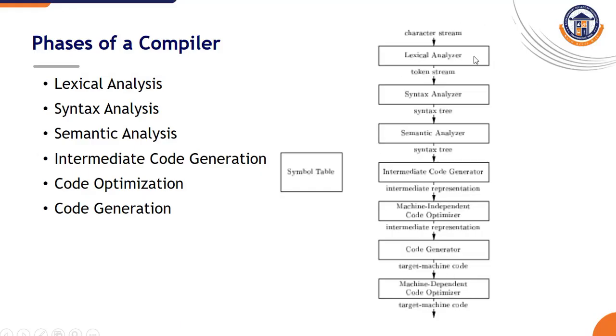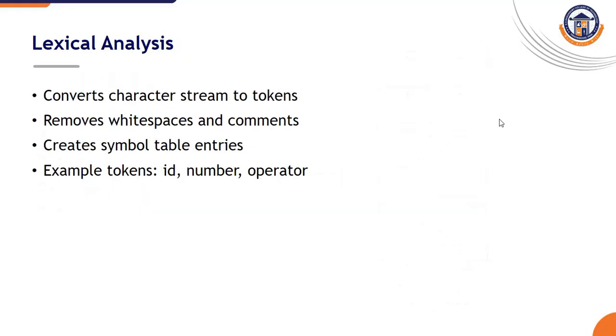So this diagram shows us all the phases of the compiler, how the phases are connected with each other. The first phase of the compiler is lexical analysis. So the outcome of this lexical analyzer is a stream of tokens. So this lexical analyzer converts character stream into tokens. So the lexical analyzer reads the source program character by character and identifies the tokens. So these valid tokens are given to the next phase, that is syntax analyzer.